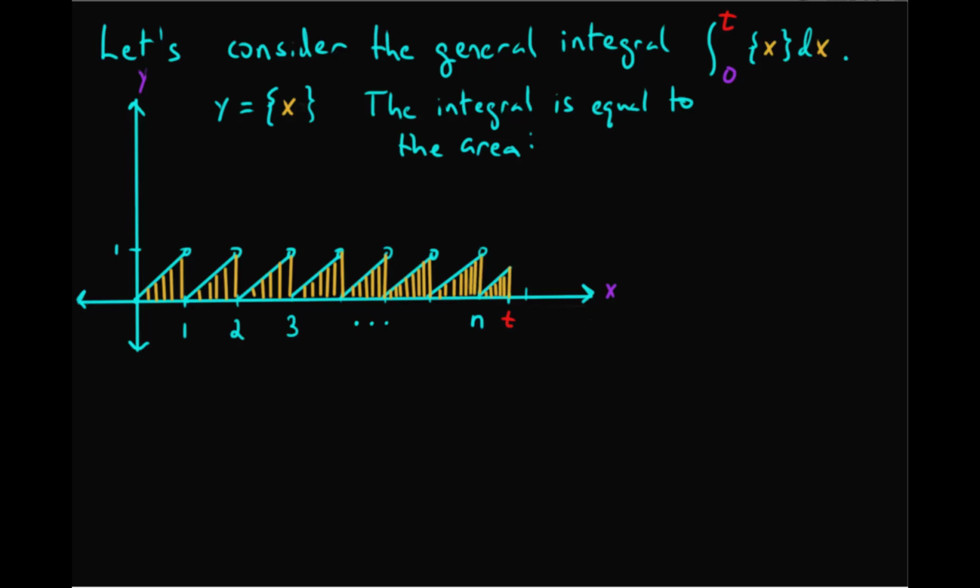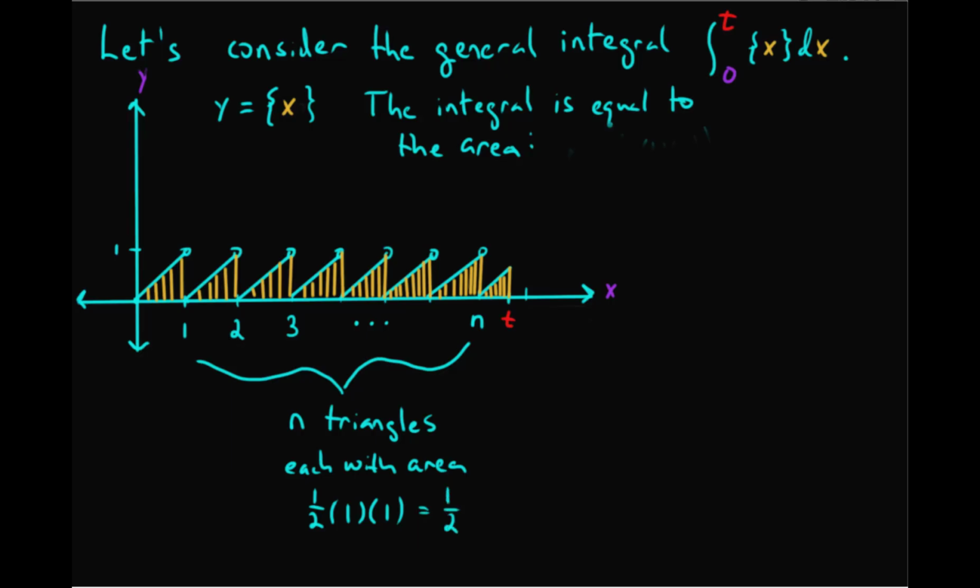But this area is actually easy to compute, because what we have here is just n isosceles triangles, with a base of 1 and a height of 1, and so each of these triangles has an area of 1/2 times 1 times 1, or just an area of 1/2. So n times 1/2 gives us an area of n over 2, and then we just have to account for the area contributed by the piece of the integral from n to t.